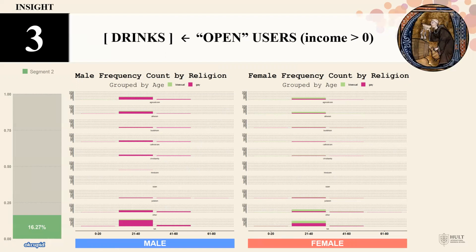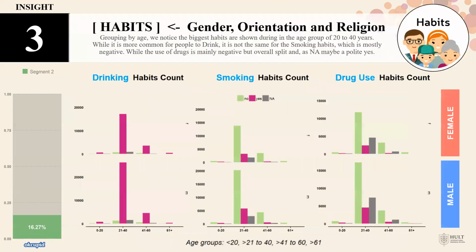And we see that overall, the bisexual and gay users are even or 50-50 when it comes to the female population, while as for the male population, in terms of drinking habits, of course, they tend to be more when they're gay than bisexual.